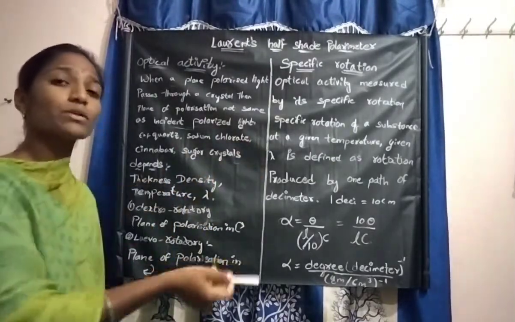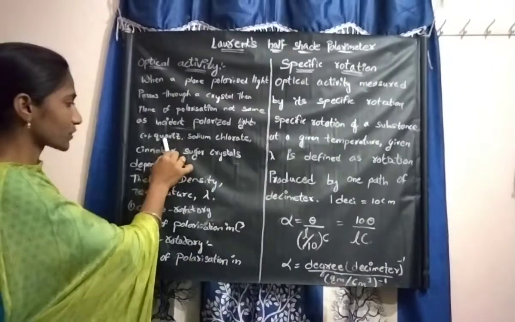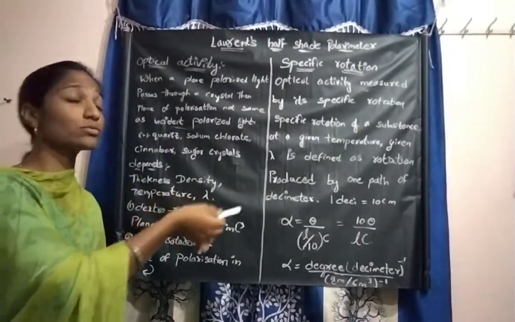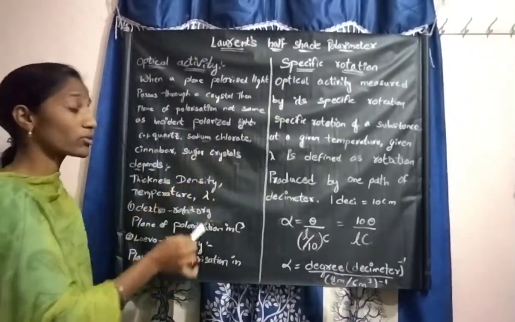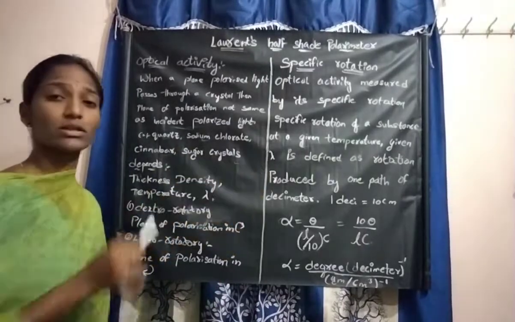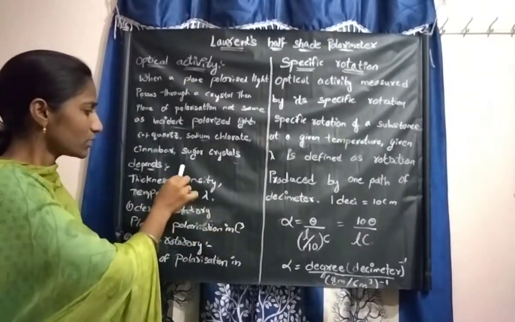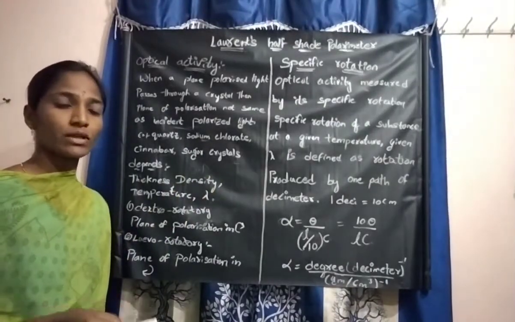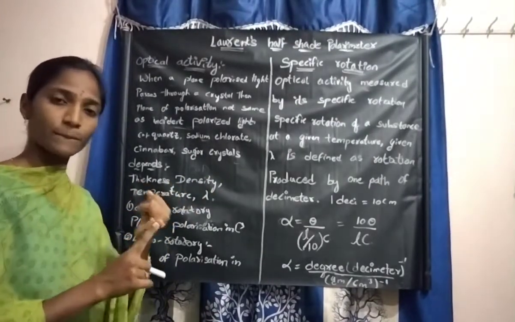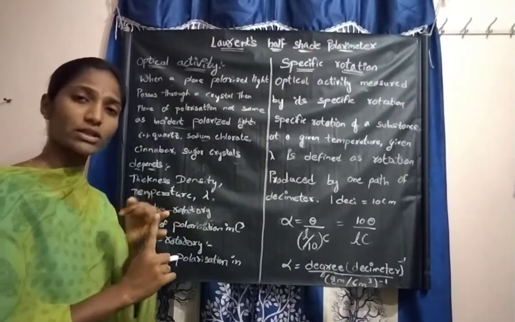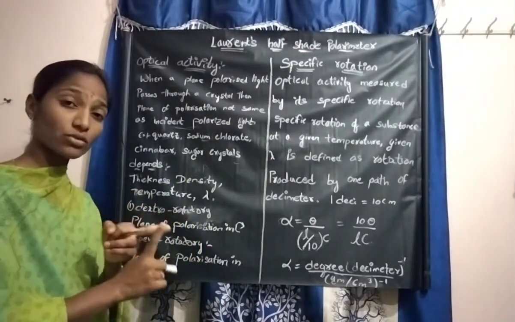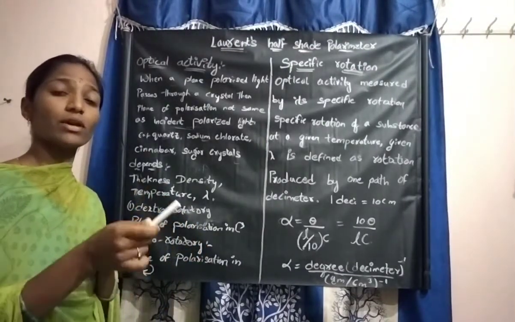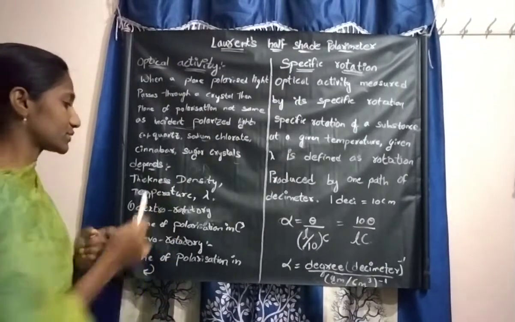Examples of optical activity are quartz, which can produce optical activity, and sodium chlorate, cinnabar and sugar crystals. Then the optical activity depends upon the thickness of the crystal, the density or the concentration of the crystal, the temperature of the crystal, and mainly the wavelength of the incident light.